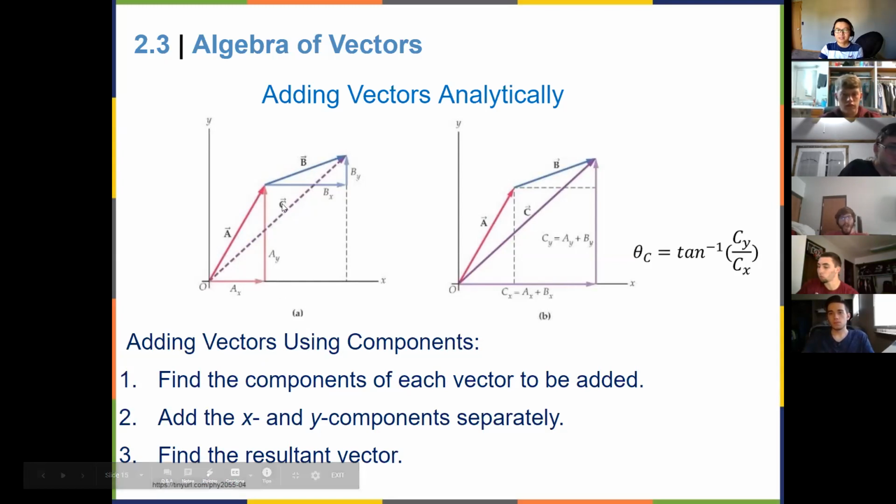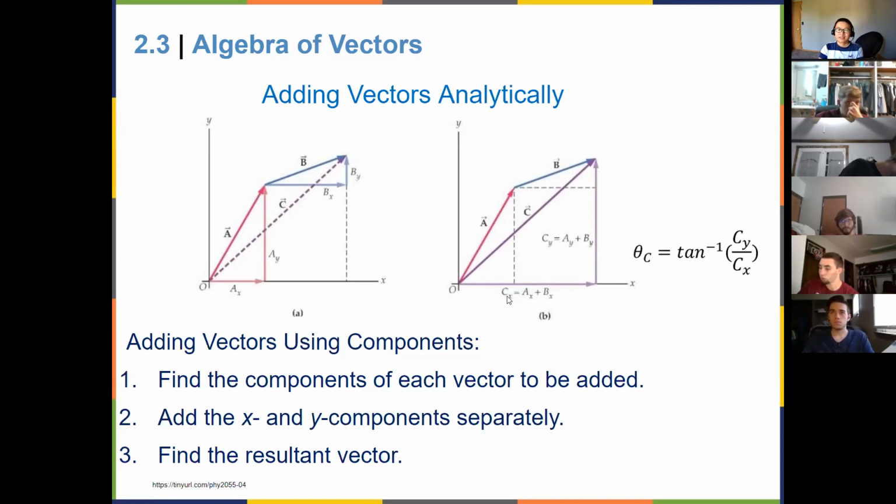So the new vector C, its X component should be equal to the X component of A, AX, plus the X component of B, BX, all right? So in this case, on the figure, the equation shown here, the X component of the new vector should be AX plus BX. And then its Y component should be AY plus BY, okay? So simply like that, you have the XY components for the new vector, CX and CY.